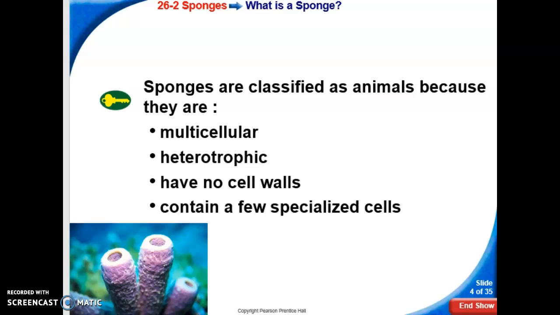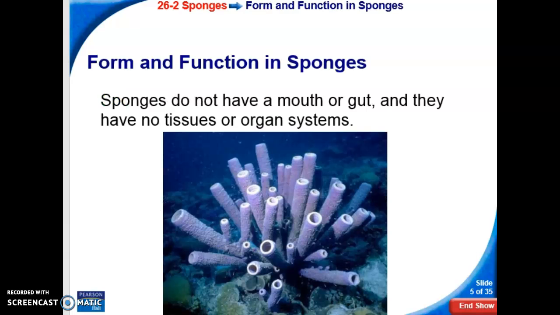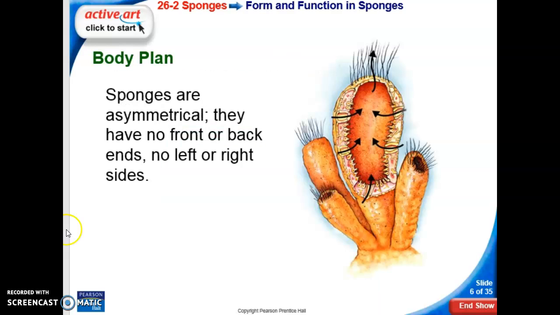They have no cell walls, such as plants, and they do contain a couple of specialized cells that we're going to talk about. Another reason they are the simplest is they do not have a mouth or a gut, they lack tissues, and they don't have any organ systems. They're also asymmetrical, like we talked about. Many animals are either bilateral or radial symmetry. Sponges don't have any symmetry, and they have no front or back, or no left or right sides.